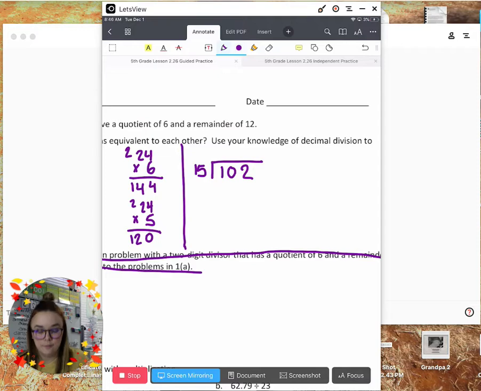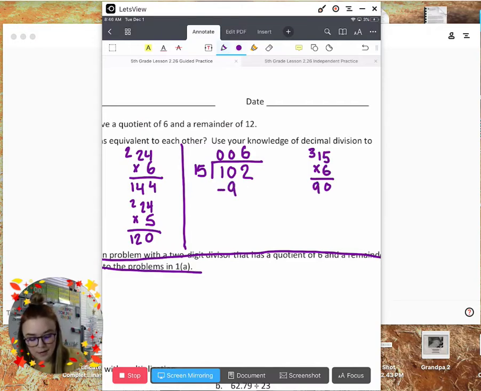So again, we know 15 can't go into 1, 15 can't go into 0, but it can go into 102. And since we know that our quotients are sort of equivalent, they're both 6 with a remainder of 12, we know we're going to multiply by 6. So I'm going to off to the side multiply 15 times 6. I know that 5 times 6 gives me 30. 6 times 1 gives me 6, plus 3 more gives me 90. I'm going to subtract 90.